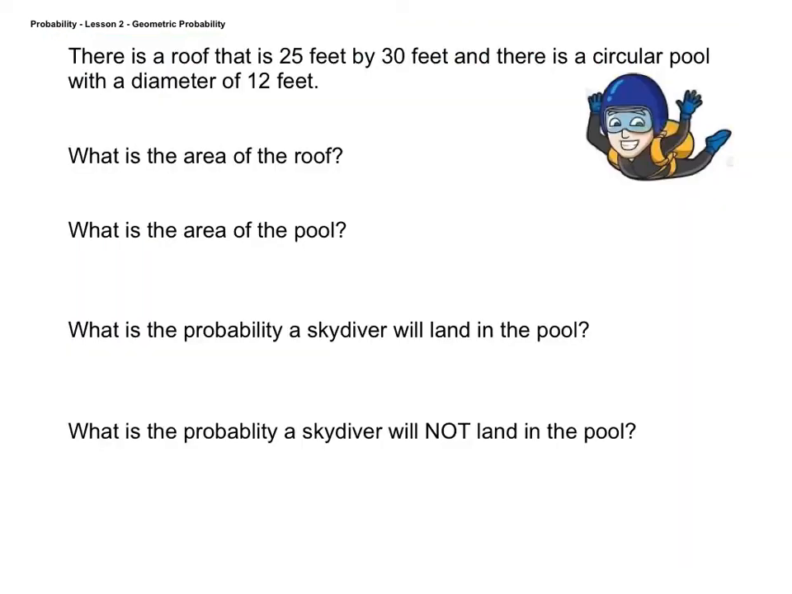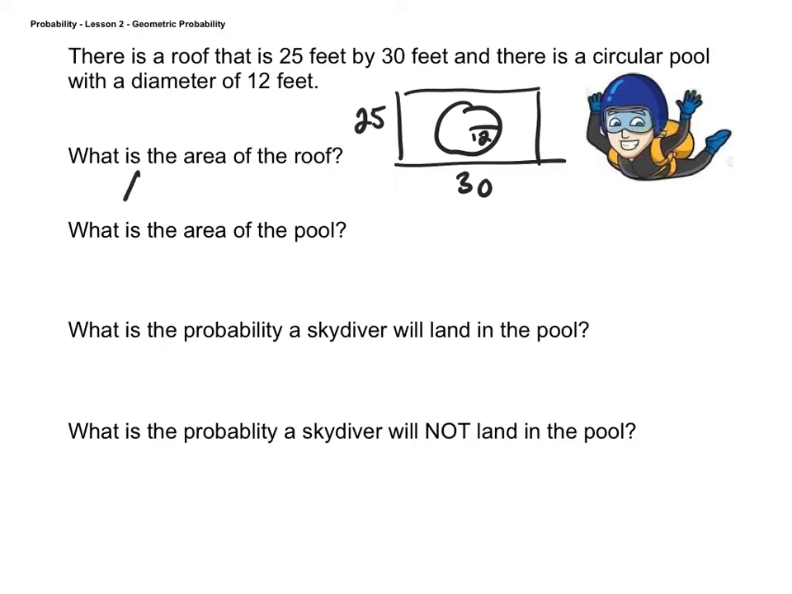Okay. On your test, you're going to see pictures. You're also going to see word problems. So there is a roof that is 25 feet by 30 feet. I would always recommend drawing these problems. 25 feet will make that side and 30 feet on this side. There's a circular pool with a diameter of 12. What is the area of the roof?